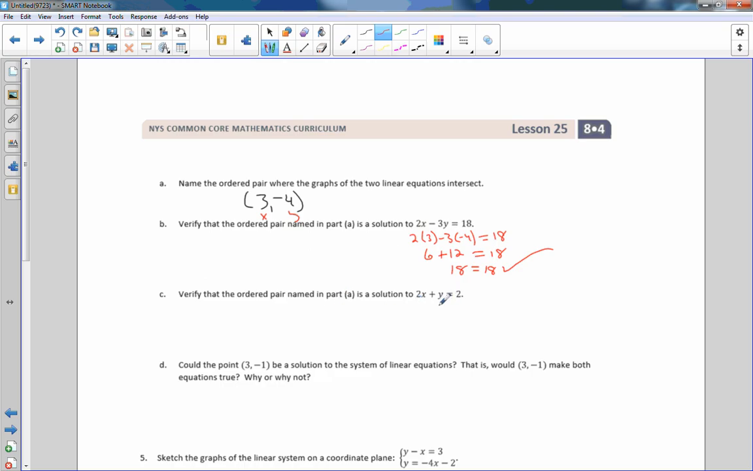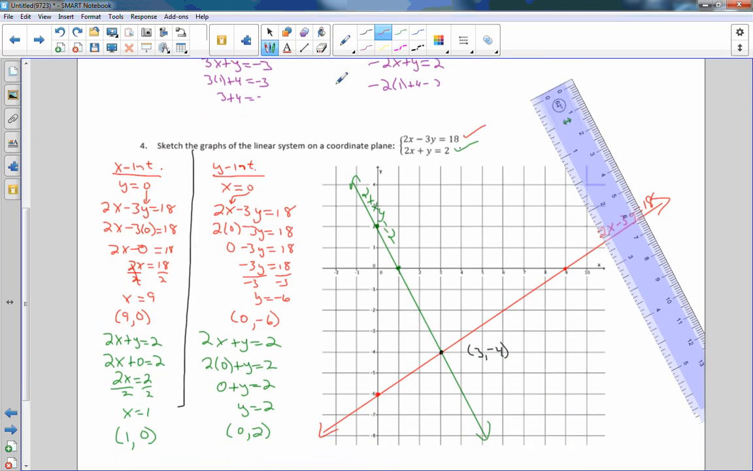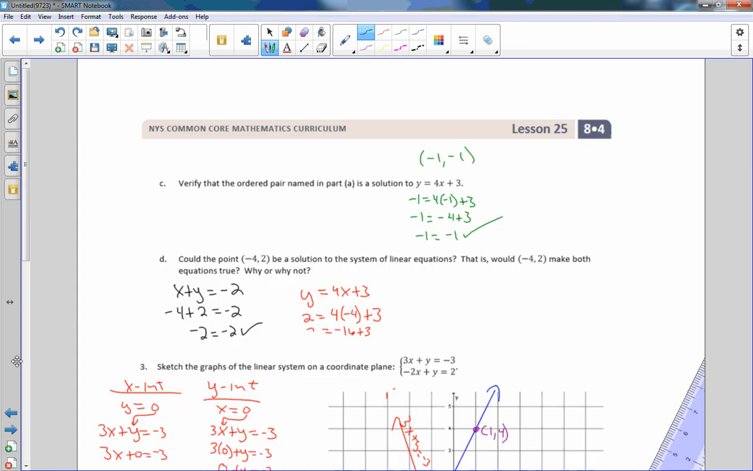Do the same here. 2 times 3 plus a negative 4 equals 2. 6 minus 4 equals 2. 2 equals 2. It is true for both. Could the point 3, 1 be a solution? I'm just going to do this one way this time since I've done it many times. 3, and what point did they ask for?